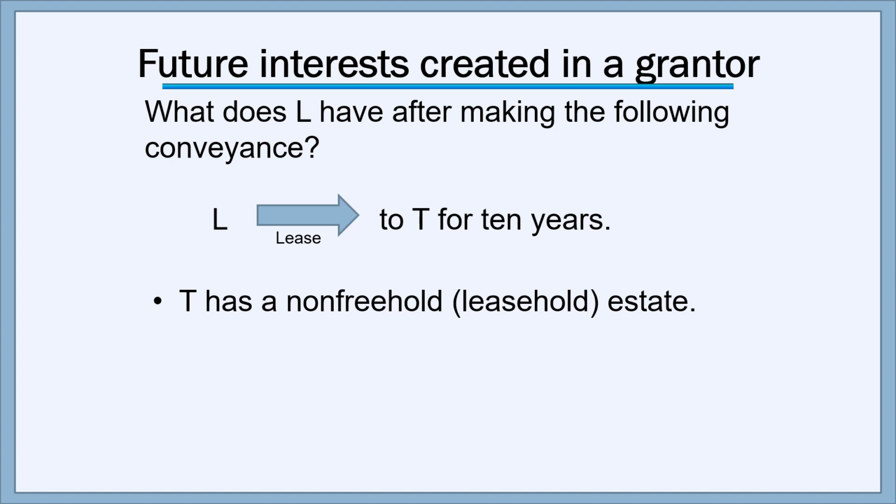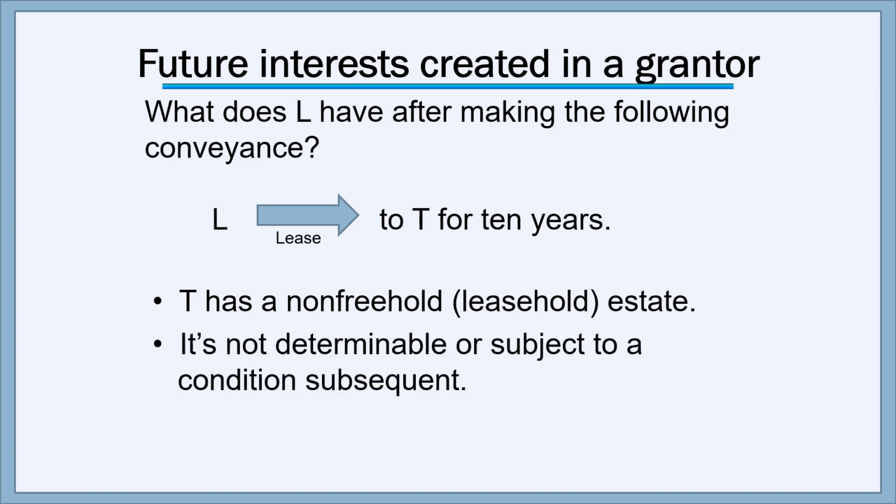And in this case, it's a fixed-term leasehold estate. Now, what will happen to the property when the lease comes to an end? T obviously has to move off the property, and possession will come back to the landlord. So the landlord has a future interest.